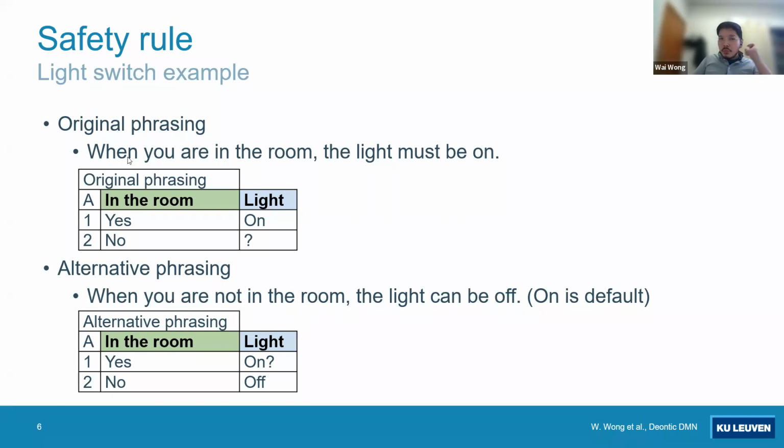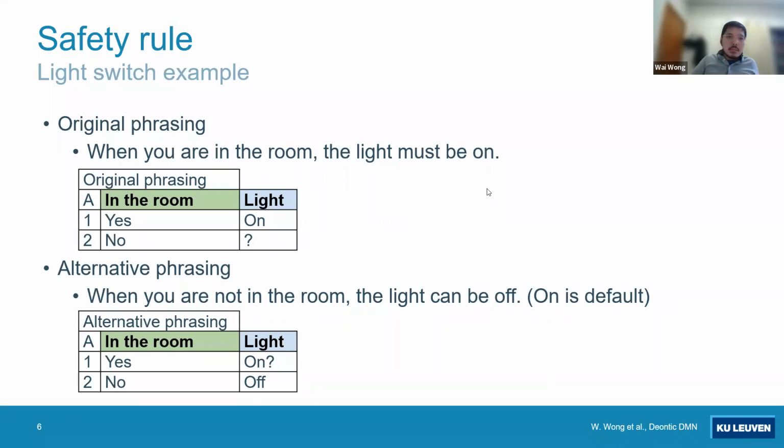Of course, you can phrase this another way. When you're in the room, the light must be on. You can phrase it as basically saying that when you are not in the room, the light can be off, and then you can think of on as the default. Then we now have the no, that you're not in the room, the light can be off, so this can be off. And then yes, because on is the default, so you're on. But you might think that this on will actually be slightly different from this on in meaning, even though you say the same thing here, it's something different.